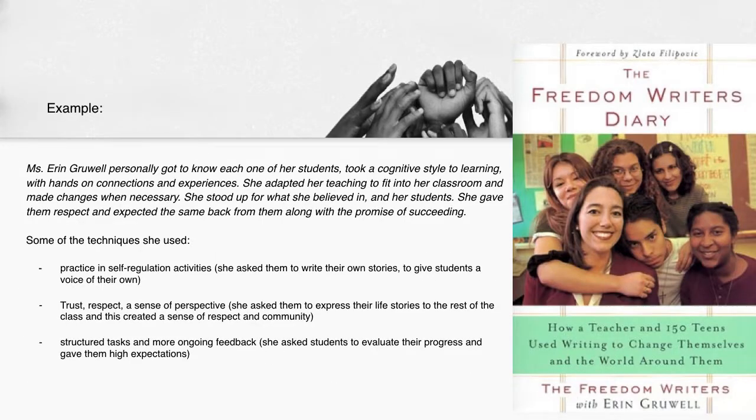As an example for at-risk students, the film Freedom Writers explains a teacher, Miss Erin Gruwell, who personally got to know each one of her students who belonged in low socioeconomic communities. She adapted her own teaching methods to fit her students' needs, and she also gave them respect and expected the same back from them, along with the promise of succeeding in her class.